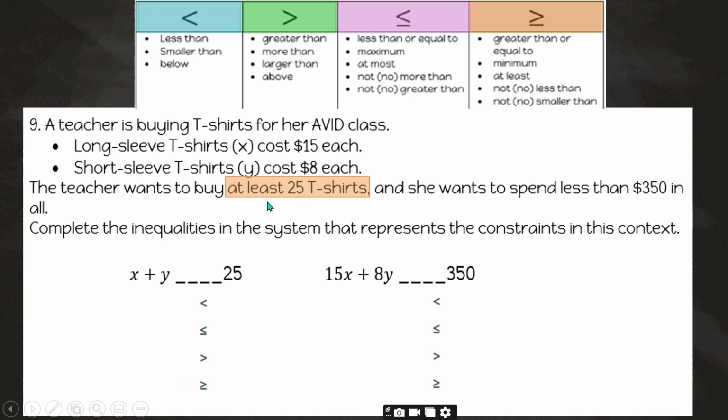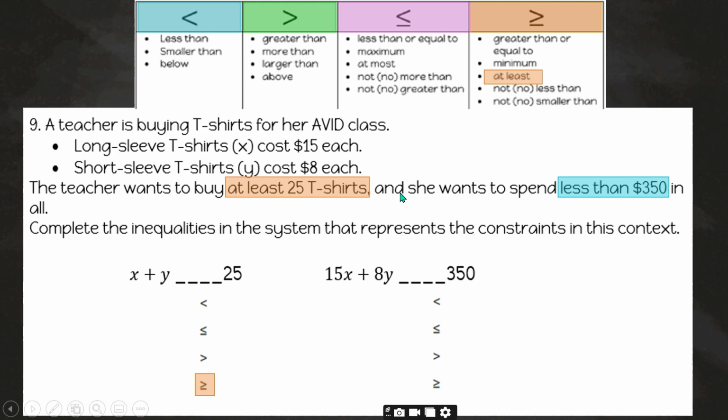So if a teacher wants to buy at least 25 t-shirts, that's this scenario. Which one of these inequalities means at least? Well, if we remember from our chart, at least would be greater than or equal to, because we want the total of short sleeve and the total of long sleeve combined to be greater than or equal to 25. So that's this symbol.